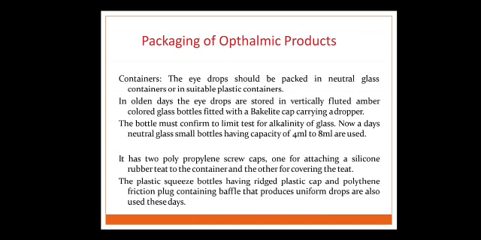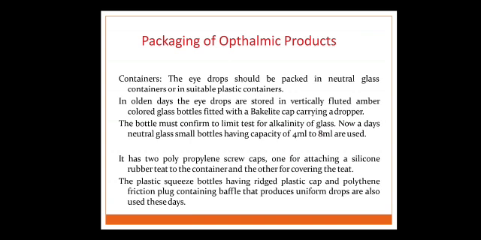Now the another most important point is the packaging of ophthalmic products. The eye drops should be packed in a neutral glass container or suitable plastic containers. In olden days, the eye drops were stored in vertically fluted amber color glass bottles fitted with a bakelite cap carrying a dropper. The bottle must conform to the limit test of alkalinity of glass.